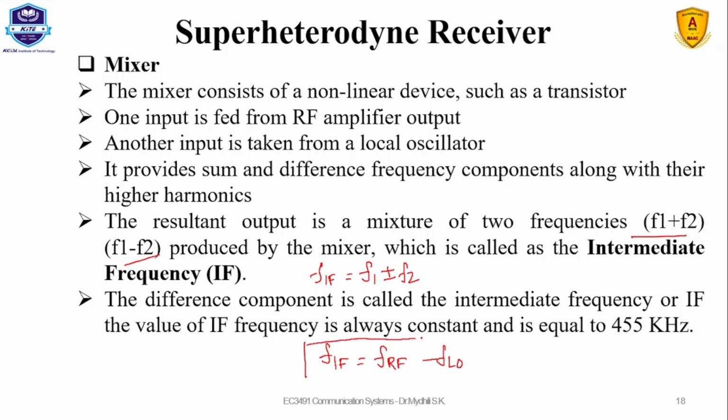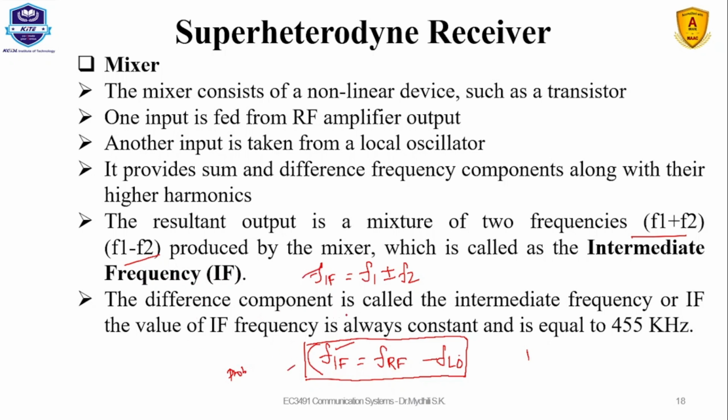So for a problem case, if they give the radio frequency as this much and the local oscillator frequency as this much, and ask you to find the intermediate frequency, you just substitute the radio frequency given and subtract the local oscillator frequency. You will be calculating the intermediate frequency in terms of hertz. So this can be asked in a problem. Please note down these two equations.